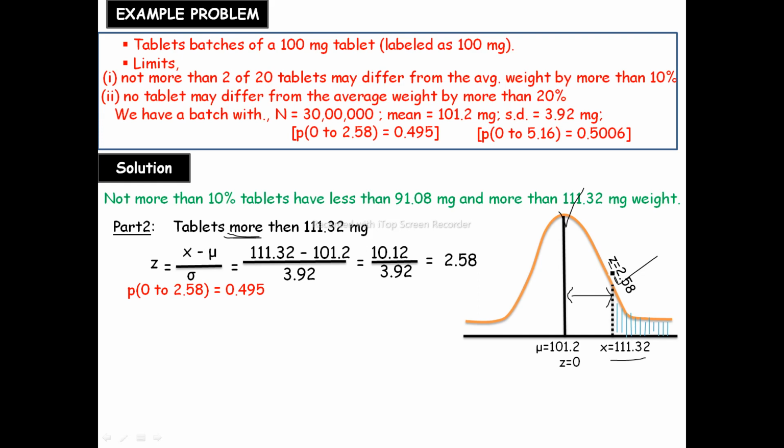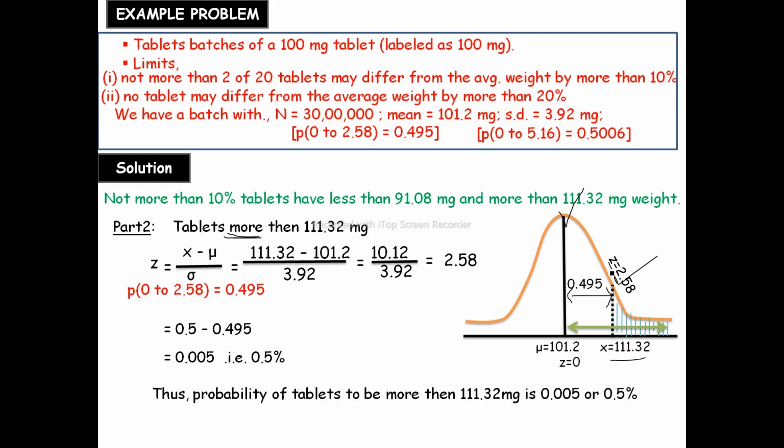Now this entire area is 0.5, and what do we need to calculate? The area of this blue shaded part, isn't it? So we can write 0.5 minus 0.495. You get the value 0.005, that is 0.5%. Thus, the probability of tablets weighing more than 111.32 mg is 0.005, or simply 0.5%.